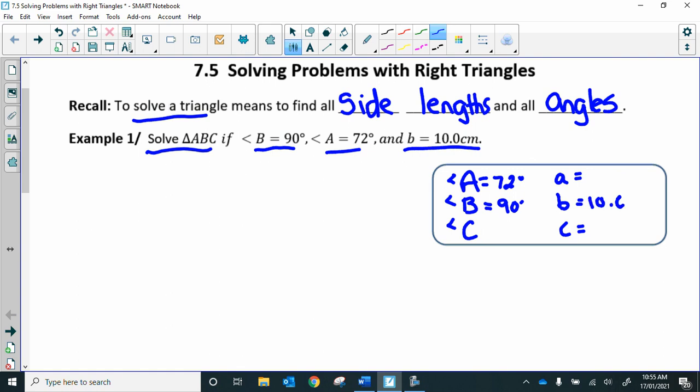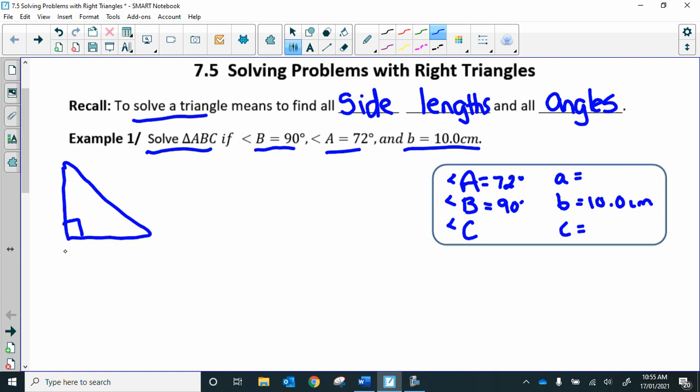Right away, I write in my box what I already have, and then I can plainly see what I need to find. So let's go ahead and draw this triangle. If I know angle B is 90 degrees, I'm just going to draw a 90-degree triangle. Again, it doesn't matter what it looks like. It doesn't have to be drawn to scale. As long as we have a 90-degree triangle, that's good.